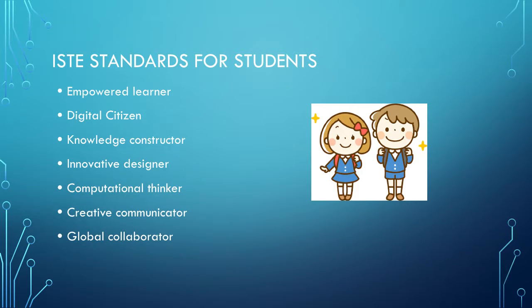For students, the first standard is the empowered learner. This states that students should have an active role in taking advantage of using technology as a learning tool. The second standard is digital citizen. This states that students should acknowledge and understand the rights and responsibilities of using technology and the internet in a safe and ethical manner.